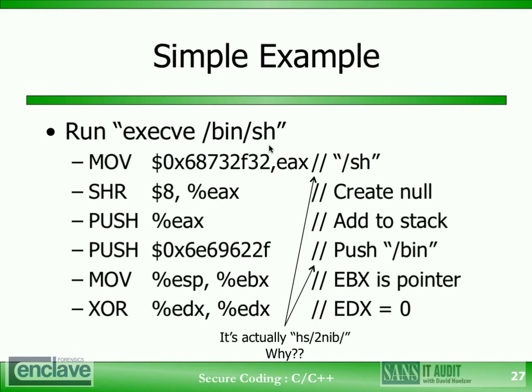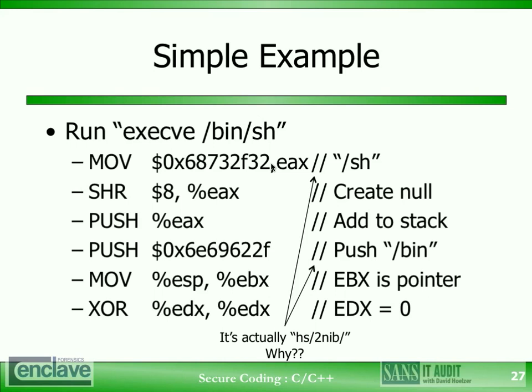So getting that shell is our first step. In our code, we begin by moving this value into EAX. Now what does that value represent? Over here I've put in the comments that it's /sh. It's actually not /sh. If you were to spell this out, it would be hs/2. Now the 2 is arbitrary. You could put absolutely any value there, the 32. You could replace that with anything.